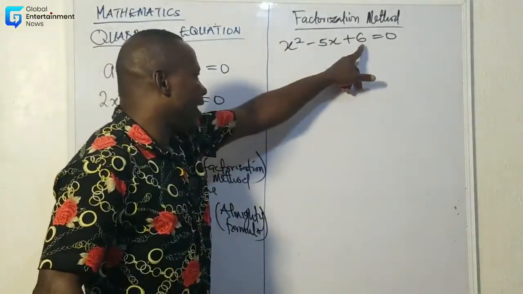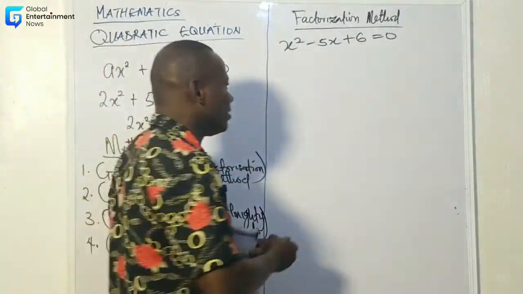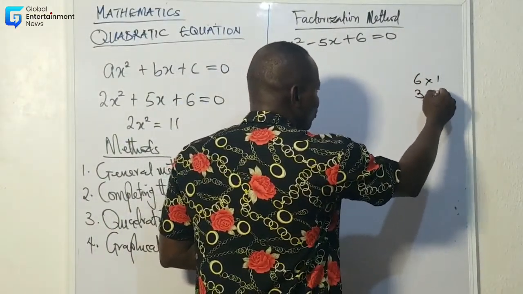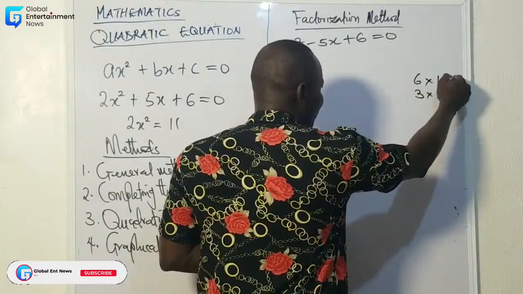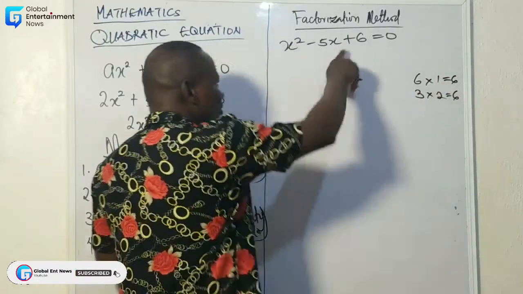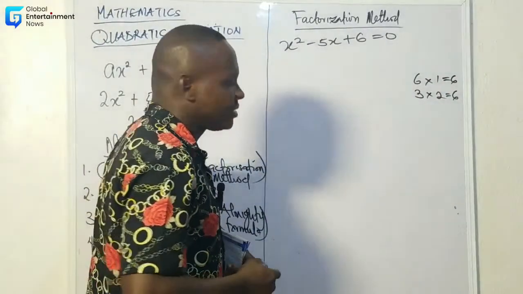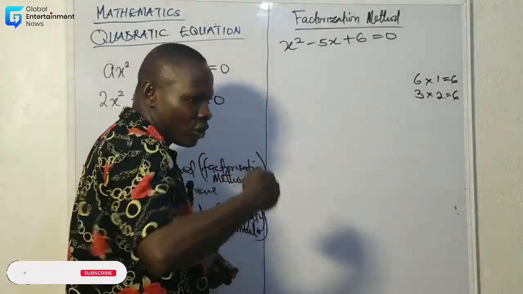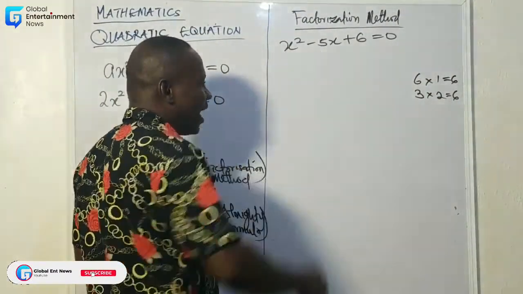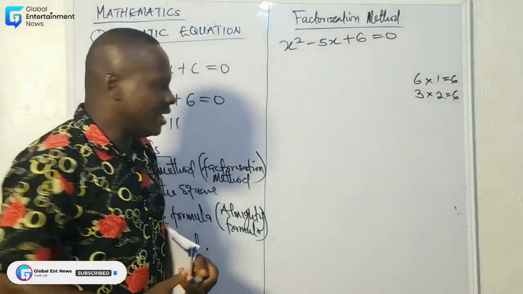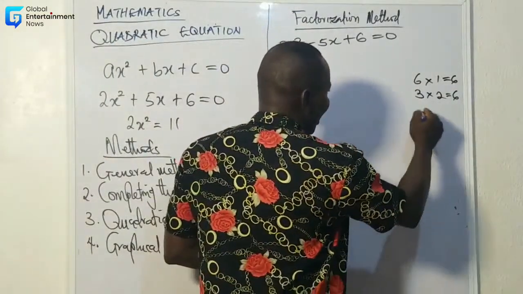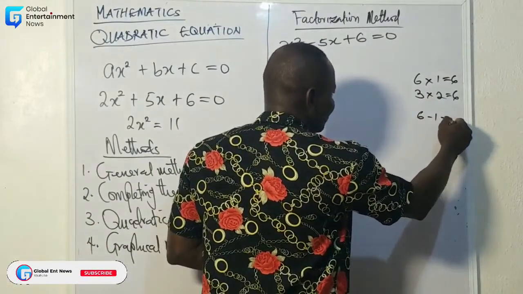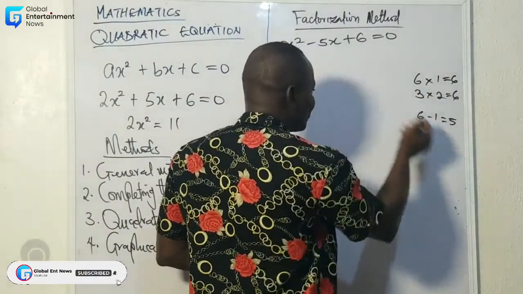Let's look at the numbers that will give us 6 when we multiply. Okay, we have 6 times 1, we have 3 times 2. These two pairs will give you 6. And remember, we are looking for plus 6. Two of them give us plus 6. But when we sum it up, will it give us minus 5? Let's check. If we have 6 minus 1, that will give us 5, not minus 5.